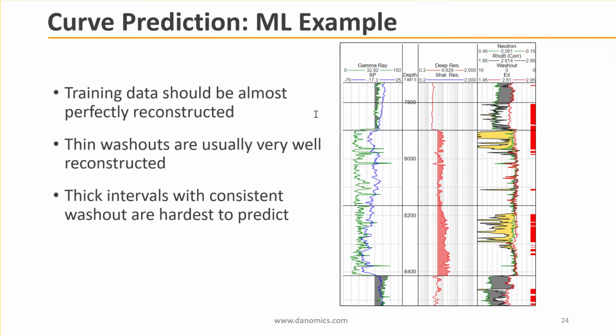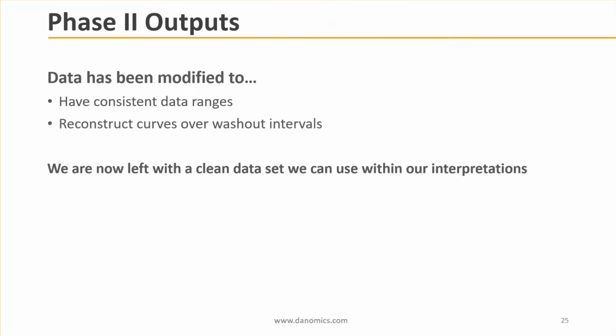And when we look at how this works in practice, here we can see the reconstruction shown in red in this case. We can see that we're getting a very good fit here in our previously washed out intervals, and we're almost getting an exact match in the intervals that were not flagged as washout. Pretty good results there.